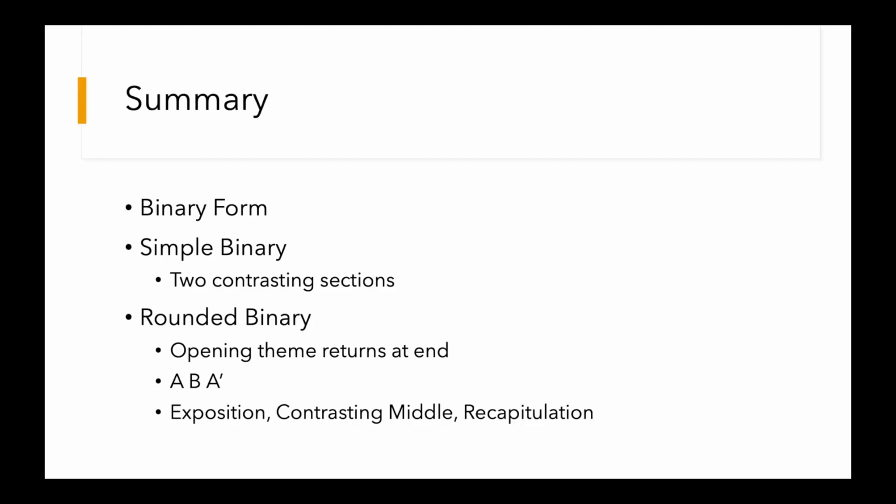Okay, to sum up, binary form has two kinds. There's simple binary, which has two contrasting sections. That's the saraband that we saw at the beginning. And then the rounded binary, where the opening theme returns at the end. We call that an A, B, A prime section. It has exposition, contrasting middle, and recapitulation. And those are the minuet that we just heard right after the saraband, and then the Mozart Twinkle Twinkle Little Star variations. But again, the name is actually French something, but I don't know what it is.